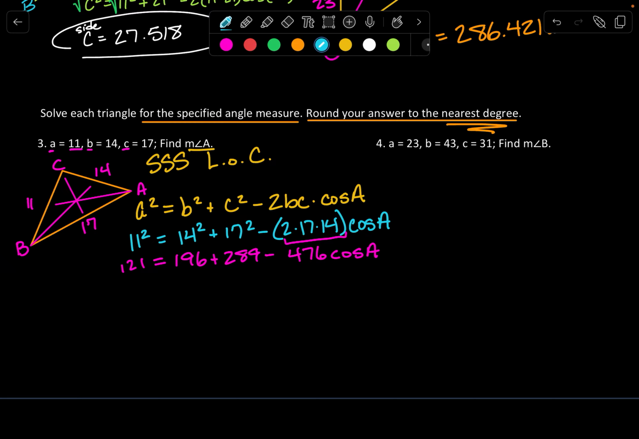Now, I'm still going to keep combining terms where I can, so these can be added. 196 plus 289 is 485. And again, like we've been saying in class, I can't do anything with these two numbers because the 476 and the cosine A are being multiplied, which bonds them together. So what we want to do first is subtract 485 from both sides.